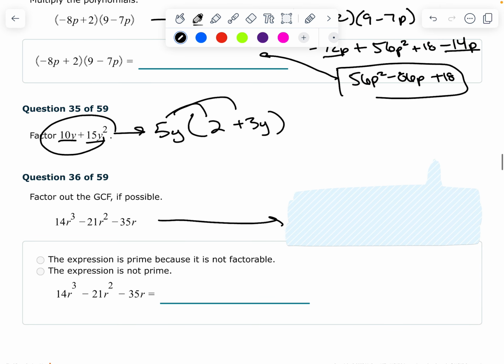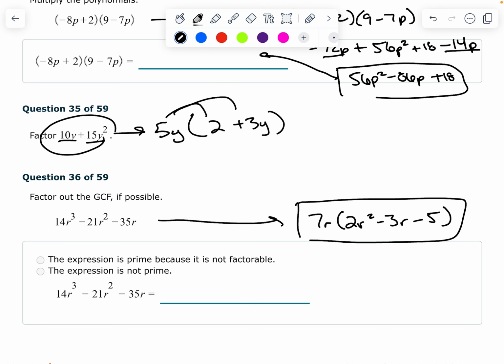Try the next one. It says factor GCF. Looks like you can take a 7 out of everything. Looks like you can take an R out of everything. And this is what you'll be left with. You'll not say it's prime. If you say it's prime, it won't give you an option to type in the blank, right? It's not prime because we were able to factor it. Prime means you cannot factor it. This is not prime.